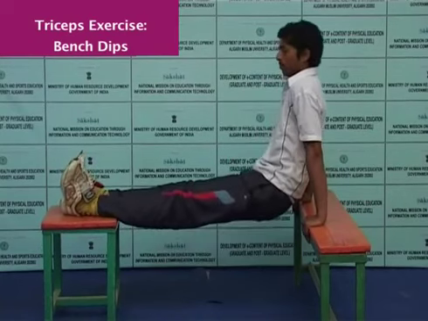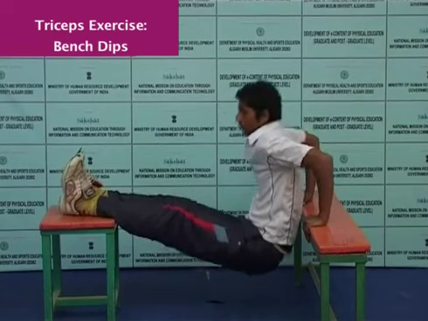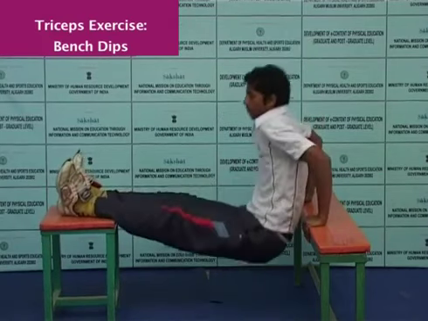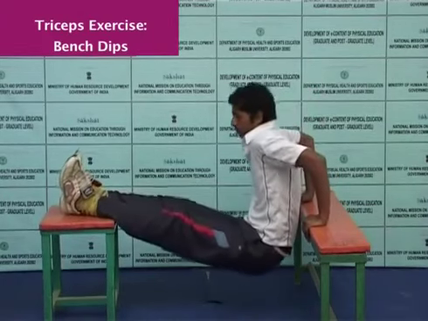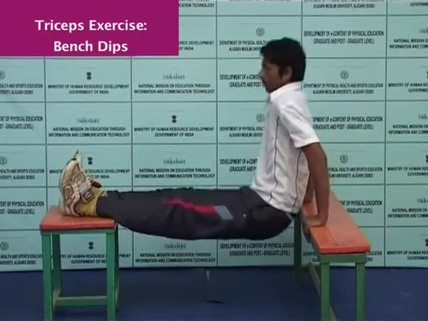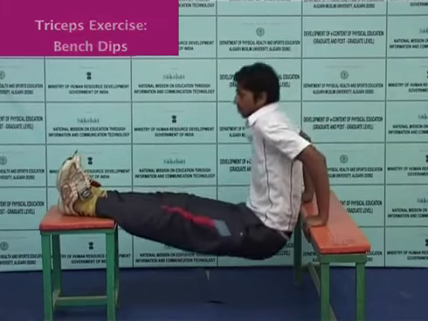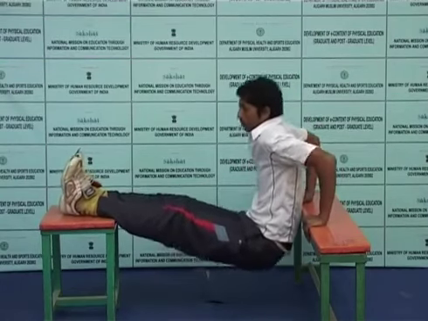The resistance can be reduced by placing the heel on the floor instead of keeping it over the bench, and it can be made harder by keeping a weight on the lap. It increases the resistance of the movement, and it can be performed even on the parallel bar also.